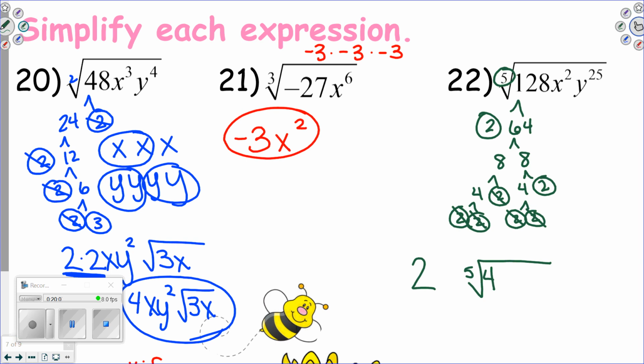Now, don't forget that little index of 5. If you don't write that little bitty 5 in there, then it's a square root and it's wrong. I know, people forget it all the time. All right, so that was us dealing with the 128. Questions there? Okay. What about from the x's? Can I take a group of 5 from there? No, I only have 2 of them. I don't have 5. So they stay underneath. I don't get to pull any out.